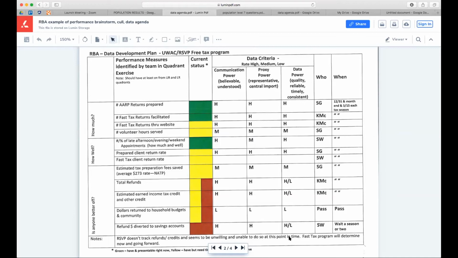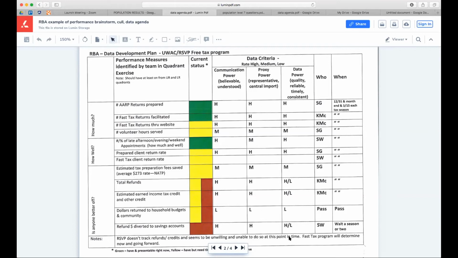And so in a few weeks' time, those people who really felt strongly about that one, so SG really liked the fees saved, right? Even though they all came across as a medium. And so SG was going to go off and start collecting that data and present it to the whole group so we could pilot it and see if it told us something of import and if it made sense in our reporting to our funders, to our community, et cetera.